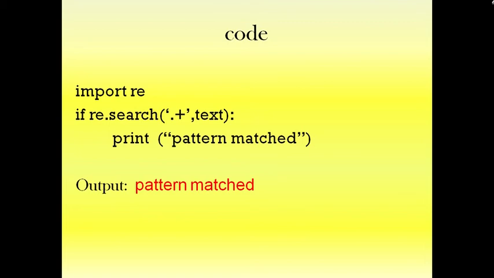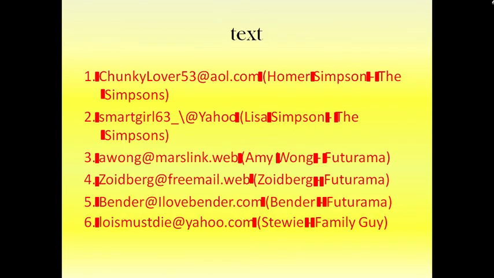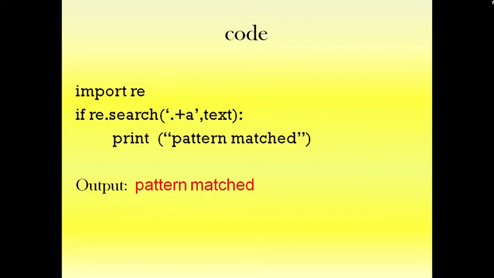Now this seems a bit more complicated. What does this mean? We've got dot, which means match any character. We've got plus, which means match any character plus as many as you want. Then the letter A. So we're going to match any character, one or more, up to the letter A. So let's have a look at what this does.